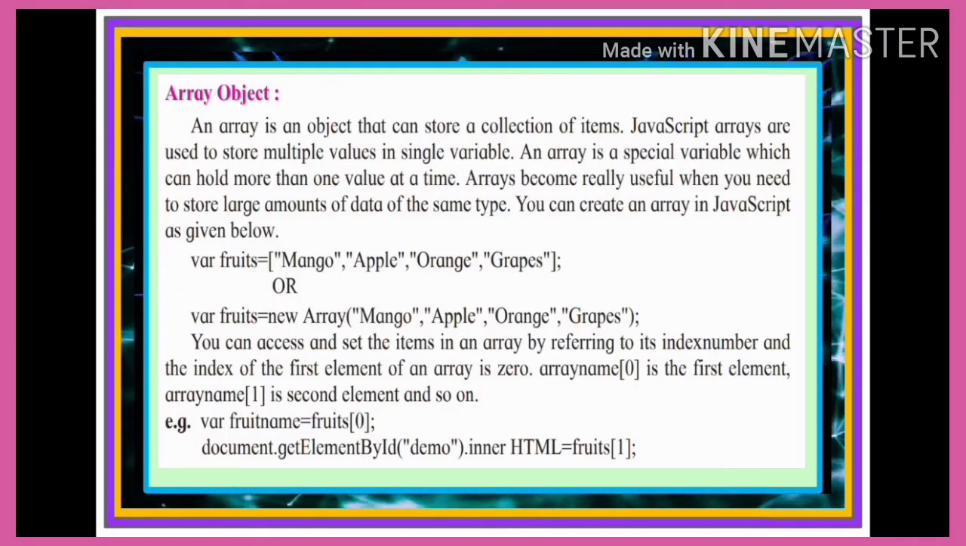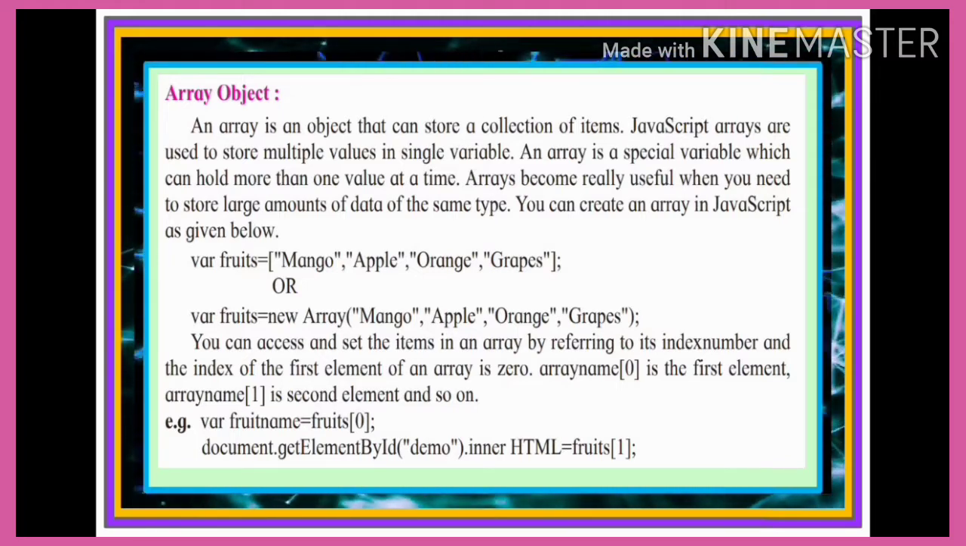An array is an object that can store a collection of items. JavaScript arrays are used to store multiple values in a single variable. An array is a special variable which can hold more than one value at a time. Arrays become really useful when you need to store a large amount of data of the same type.